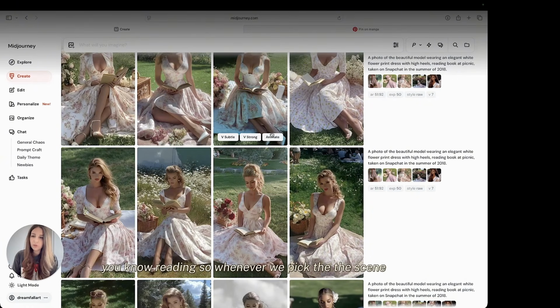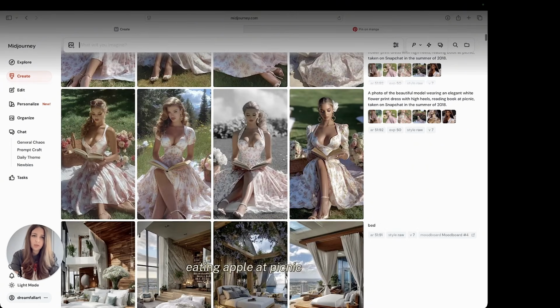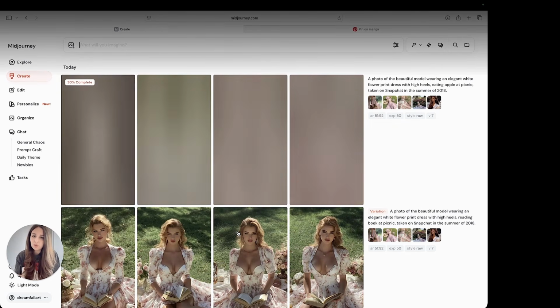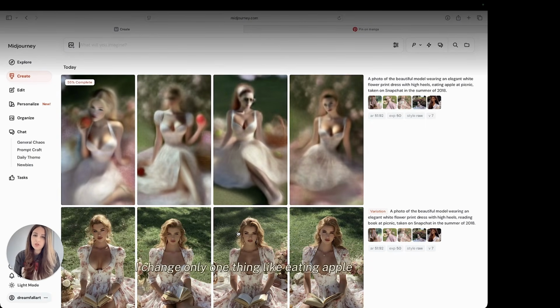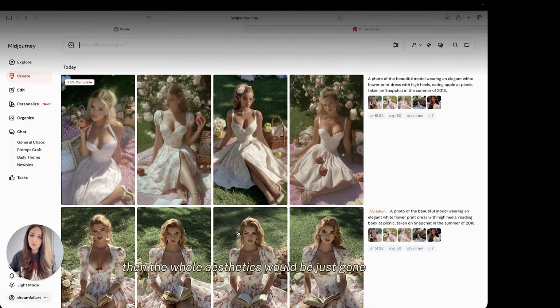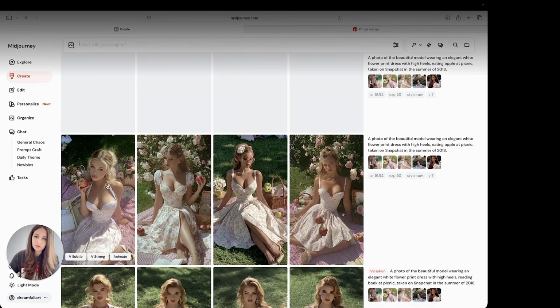So whenever we pick the scene, we need to understand what this person will be doing. If in every scene she's just holding a book, then we definitely need to change something. And by something, of course, I mean to change the prompt itself. So she may just be eating an apple at a picnic, let's say. So it's not always about choosing the right things all the time from one prompt, of course, but to be honest, I rarely change a lot in prompts. I change only one thing, like eating an apple, because when we change it completely, then the whole aesthetics would be just gone. And just seeing that even changing one object really changed the whole scene.